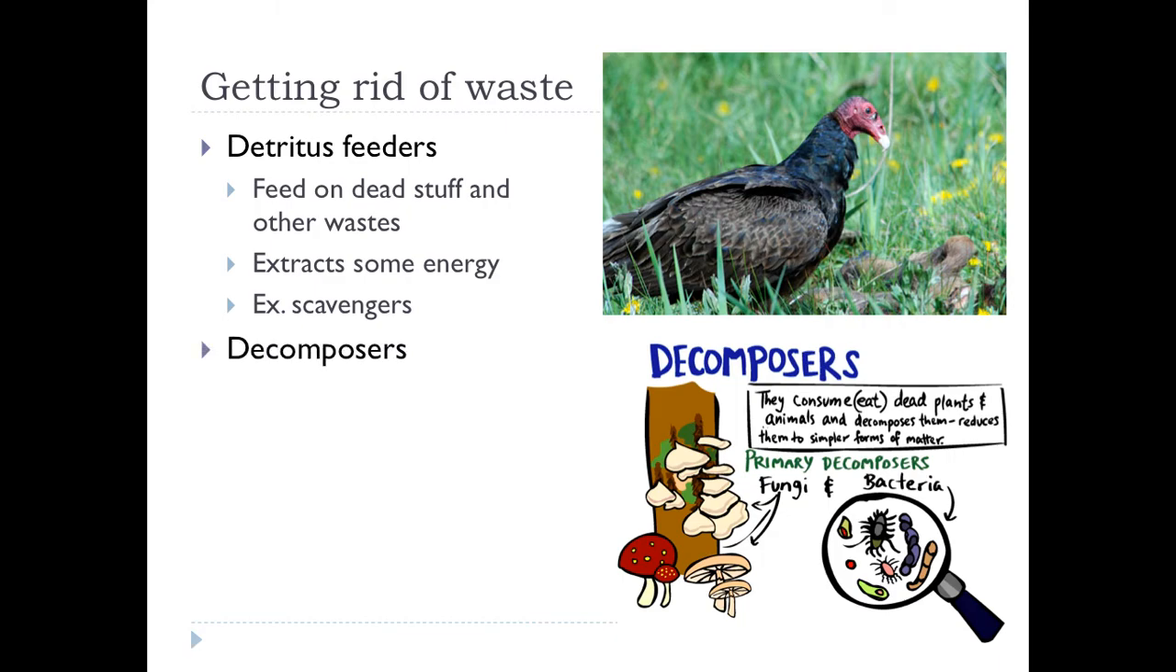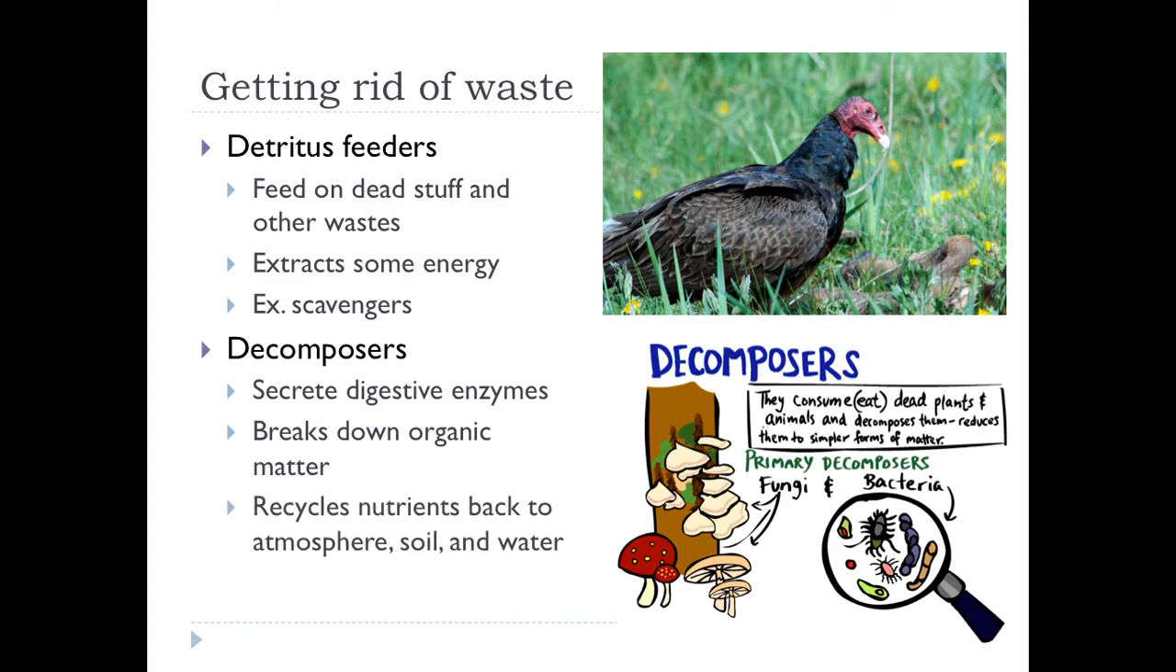Decomposers are a little bit different. They're also going to be feeding on dead stuff, but they're going to be doing extracellular digestion. They basically secrete digestive enzymes outside their cells, break down the food, and then absorb the molecules that they need. And they're able to actually break down organic matter into a very basic, sort of non-organic form, which detritus feeders and other consumers can't do.